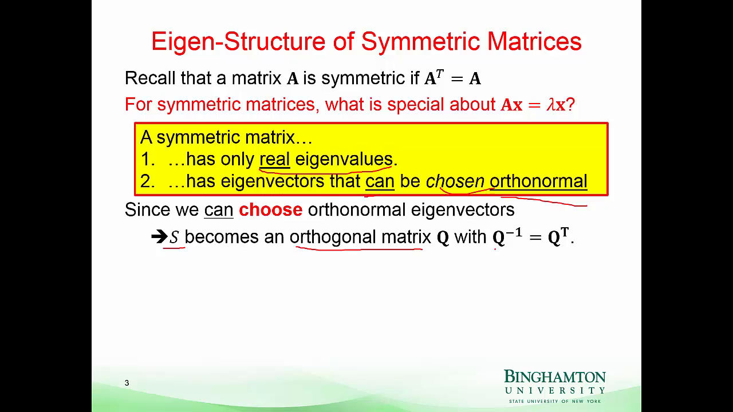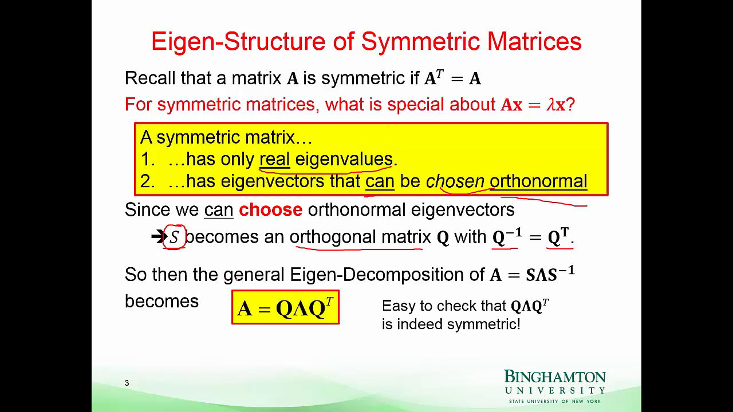And what do we get for that? Well, the inverse is just equal to the transpose. So normally, for just an ordinary S eigenvector matrix, we have to compute what the inverse is. But here, no computation needed. Just flip it around, and you've got your inverse that allows you to do the decomposition.